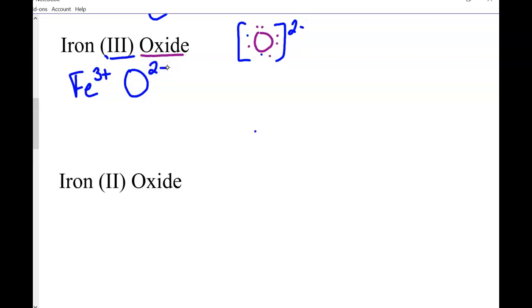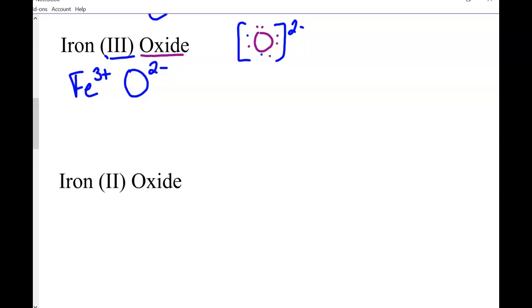So now that you know that iron is going to have a 3+ charge and oxide is going to have a 2- charge, how many irons do you need? And how many oxygens do you need to balance out the charge, since these do not add up to 0? So you're going to say to yourself, okay, it's 3 and 2. What's the lowest common multiple between 3 and 2? That's right, it's 6. So we're going to need to multiply iron in order to get to +6.